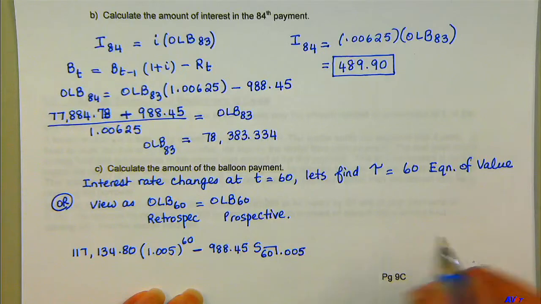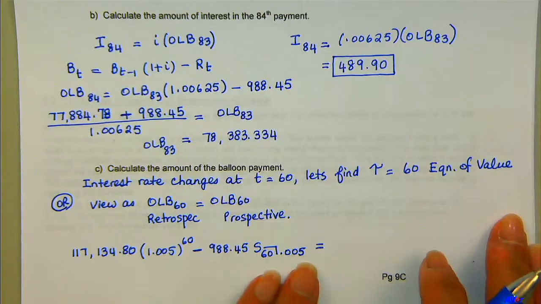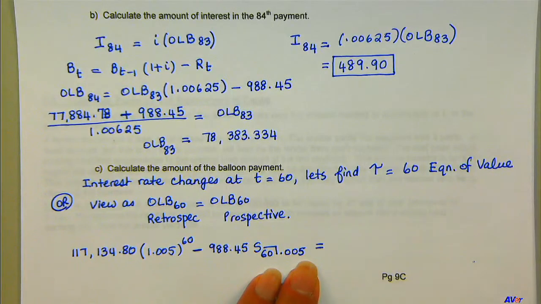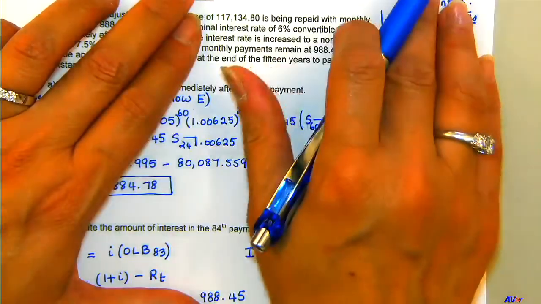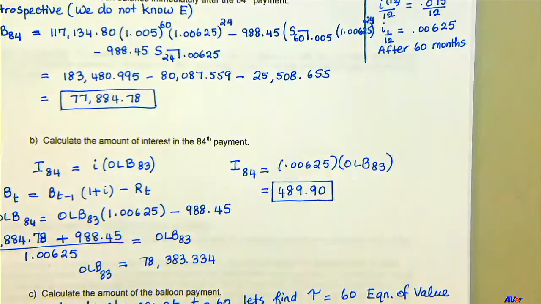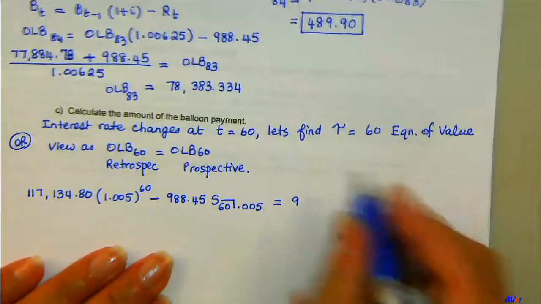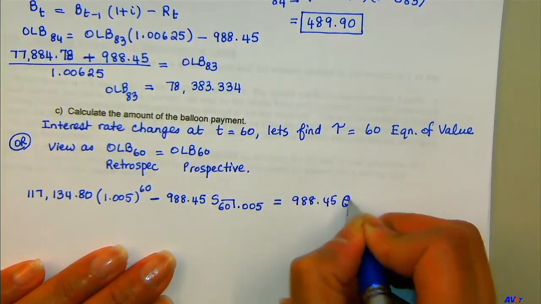And why don't we set that equal to, I'm at time 60 now, set that equal to the prospective. So let's take the present value of the first 24 payments, or all the payments. How do you want to do it? However you want to do it. I can take 988.45 A angle.